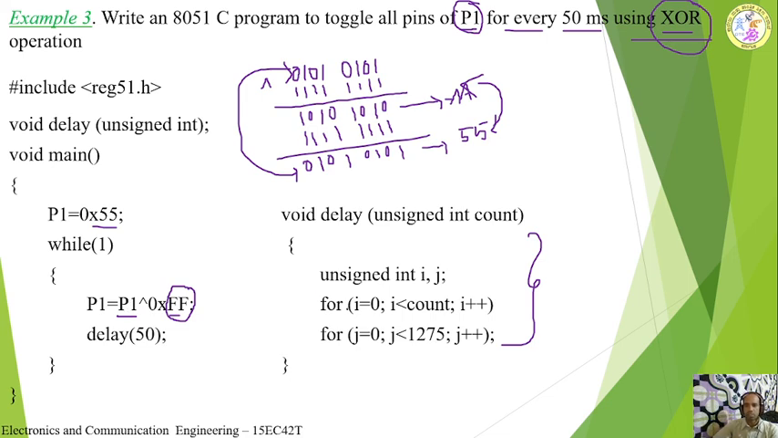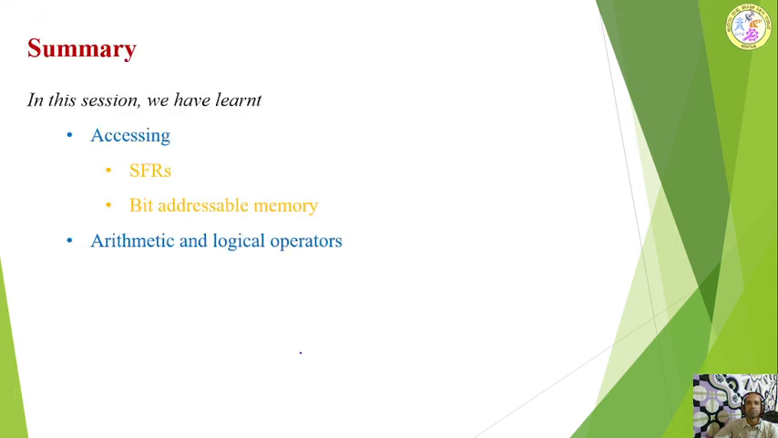And the delay program is the same. We are passing the parameter 50 to the count, and this will generate 1 millisecond of delay, and this 1 millisecond is repeated for 50 number of times. Totally you are going to get 50 milliseconds of delay.